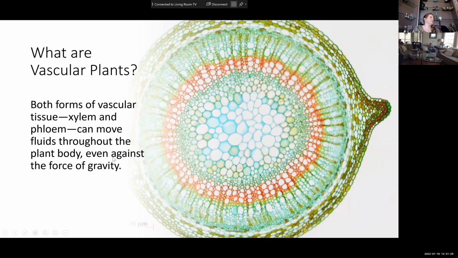Your xylem is the stuff that's going to be pumping up from the roots. So it's going to be doing a lot of active pumping.